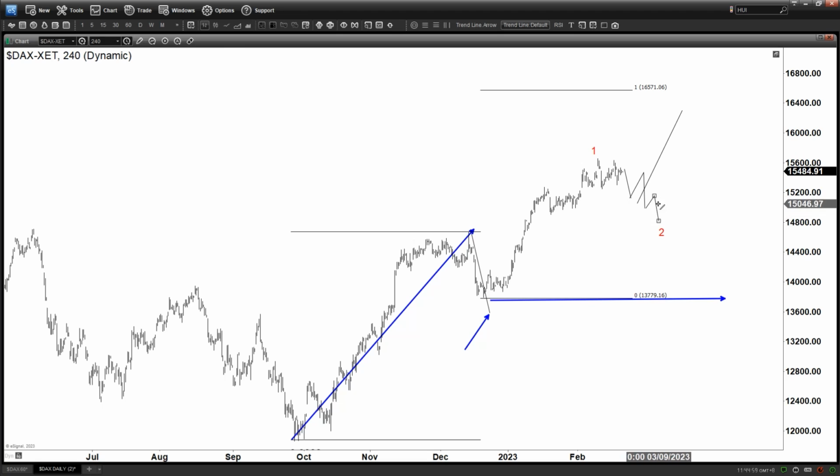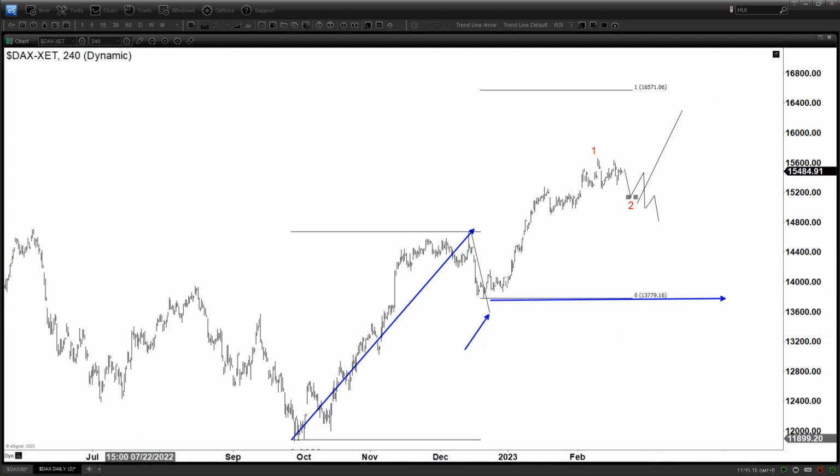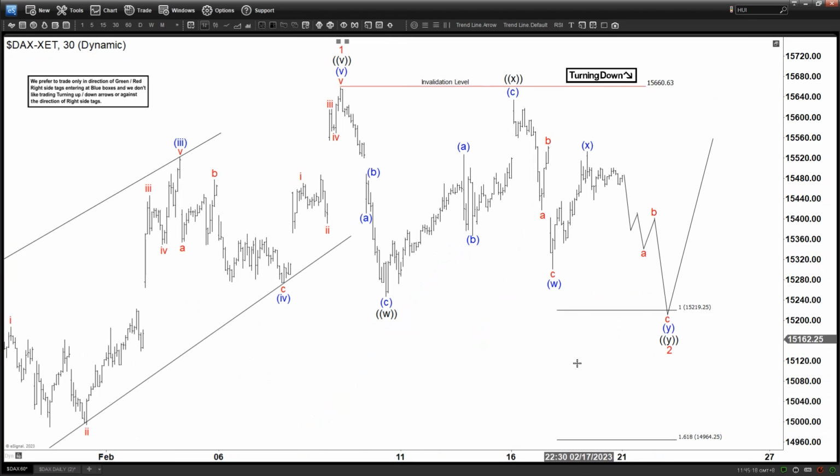Now that really doesn't change the idea that it still remains to be favored to be going higher against this low December 2022, because we got a bullish sequence. But for now, we're calling the aggressive view, so calling for another leg down to end this wave 2, and then from there we can resume higher again, and this will be the next support zone for the DAX.